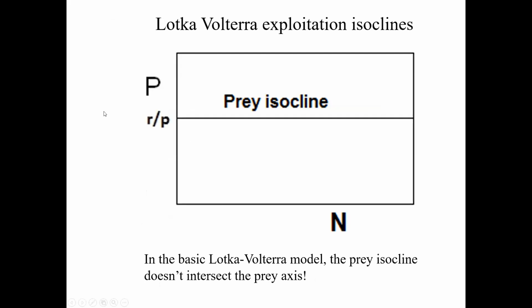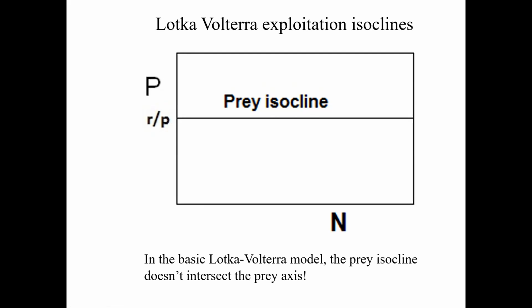Okay, and here is r divided by p. This is the intercept. Now, right here, it's on the y-axis, but it's possible for the intercept to be down here on the x-axis, as you will see later on in this lecture. That's when maybe there is more than one predator.